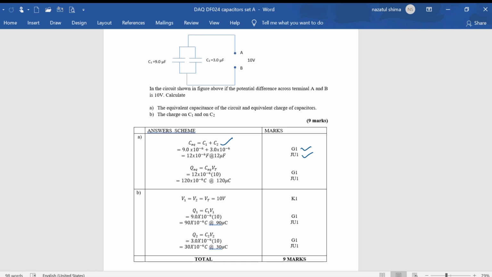Okay, and then B. And then the equivalent charge of a capacitor. Okay, so for the parallel, once we get the C equivalent, so the Q is equal to CV. So C equivalent times dengan V total. V total given by 10 volts. So 12 times 10 negative 6 times 10, okay, for 1 mark for the substitution. And the answer 120 times 10 negative 6 coulomb or 120 microcoulomb. So answer with unit 1 mark.